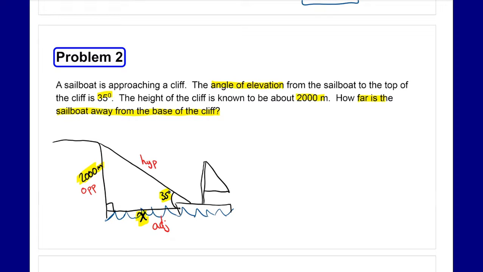With this information now, we can figure out, well, I'm dealing with O and A, so I'm going to be using tan again. So tan theta equals O over A. Tan of 35 is equal to 2,000 over x. And in this case, we have a different scenario with a variable on the bottom. And in this case, we said we're going to end up dividing. We're going to switch the tan 35 and the x and divide.